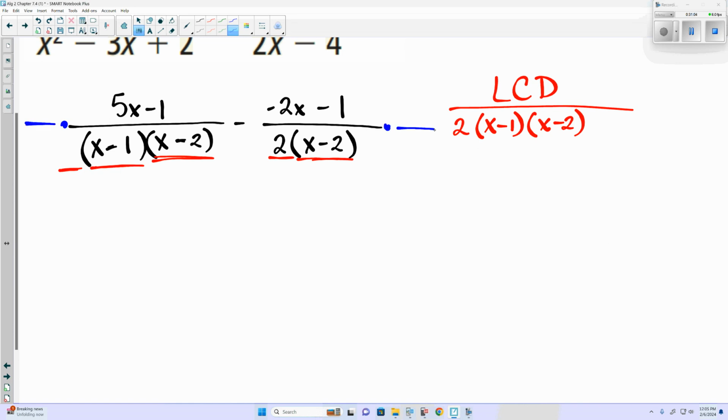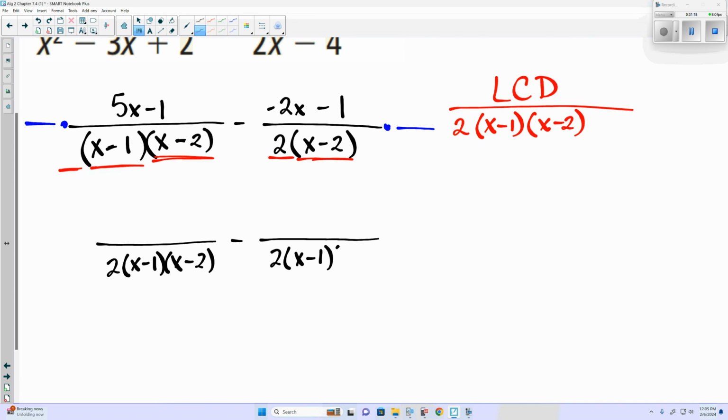Which gives us this least common denominator. It tells us what the two denominators need to be for us to be able to subtract these from each other. We need 2 times x minus 1 times x minus 2 on both. Because if we have this here, we can add or subtract them. We can combine them into a single expression.